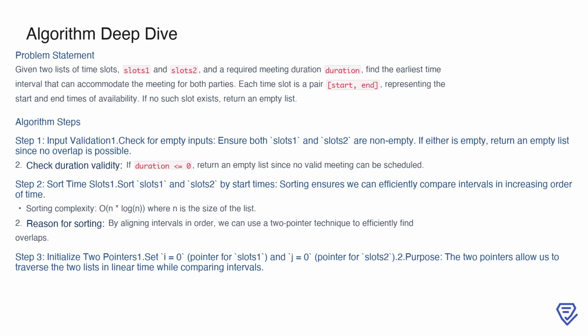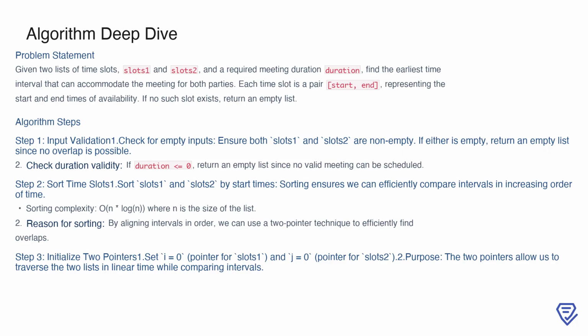In this problem, we're tasked with finding the earliest time interval that can accommodate a meeting for two parties, given their respective availability slots and a required meeting duration. Each time slot is represented as a pair of start and end times, and if no common interval works, we return an empty list. To solve this efficiently, we first validate the inputs.